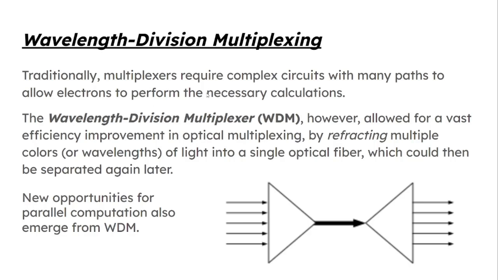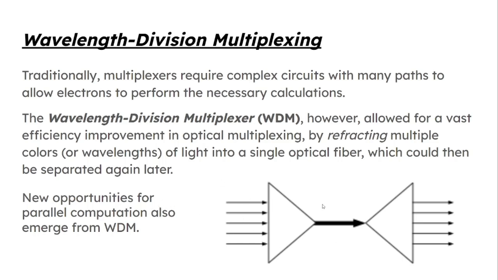So, an application of photonics is wavelength division multiplexing. Traditionally, multiplexers require complex circuits with many paths to allow electrons to perform the necessary calculations. The wavelength division multiplexer, WDM, allows for a vast efficiency improvement in optical multiplexing by refracting multiple colors or wavelengths of light into a single optical fiber, which could then be separated again later. New opportunities for parallel computation also emerge from WDM.